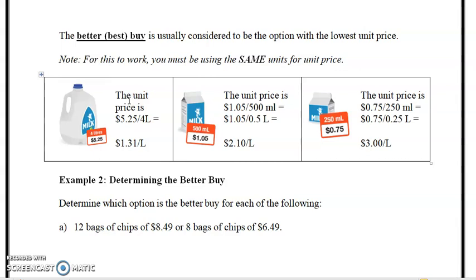Normally this will be the case, but sometimes it's not. Something could be on sale, for example. There could be different things happening here, different variables that you have to consider, so just be mindful of that. Obviously here, the best buy or the better buy is the 4-liter milk, which is usually the case. The more you buy, the cheaper it usually is. That's called buying something in bulk.